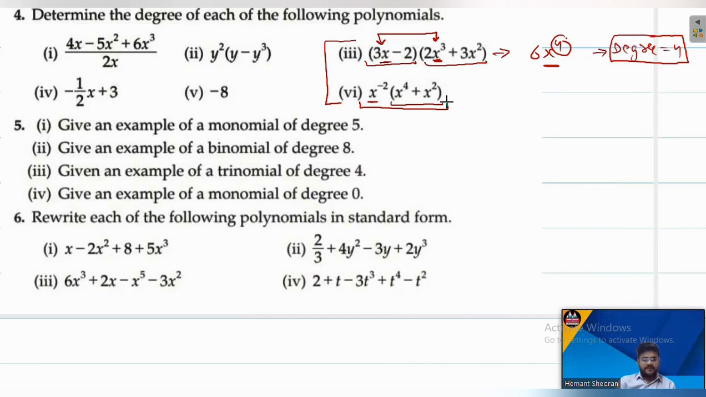So wouldn't it be just negative 2? Multiply these 4 and just apply the law of exponents, or the law of indices, and you will get the answer. Which question are we on? We are on the sixth one. The fourth part, sixth one, you have to tell what is the degree. Degree is like the highest power of variable, so just go with it.